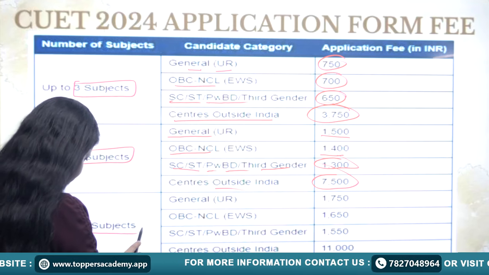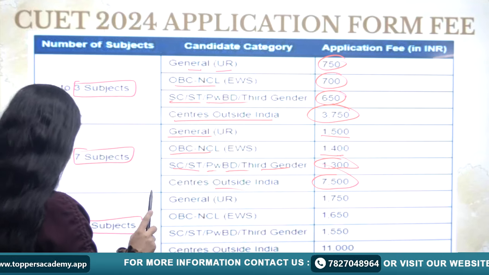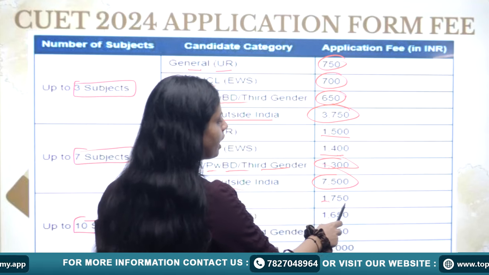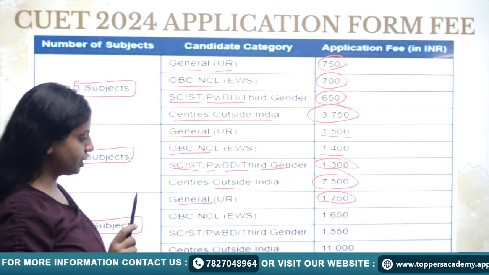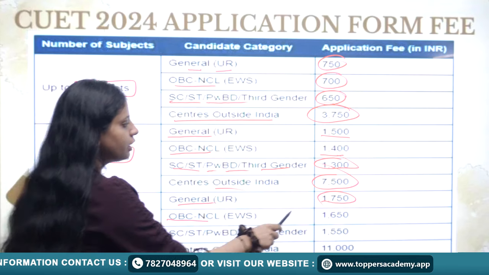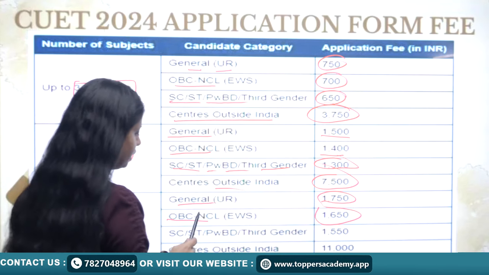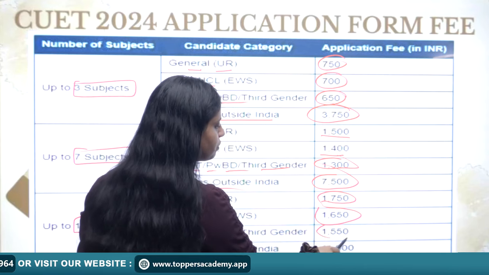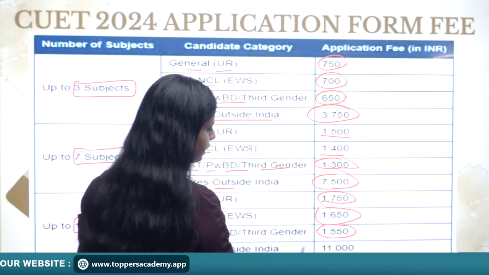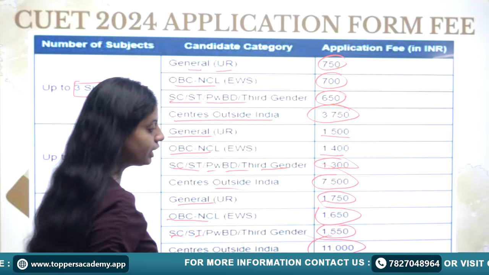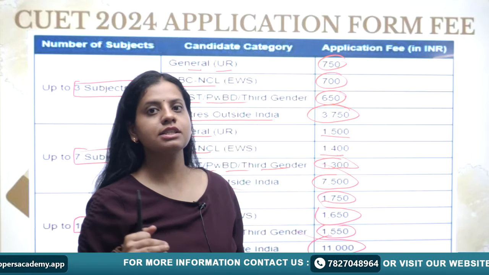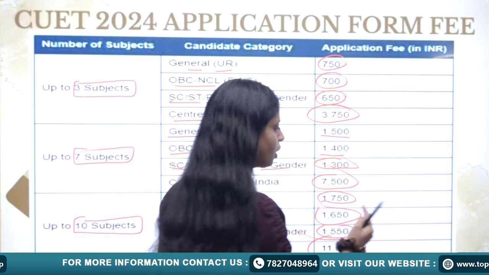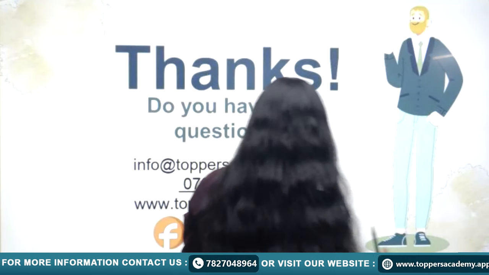If you take 10 domain subjects, so for the general category, it will be 1,750. For OBC, non-creamy layer, it will be 1,650. And for SC, ST, PwD, it will be 1,550. And for centers outside India, it will be 11,000, right? So these are the fees that you need to pay while filling the form according to your category and all.